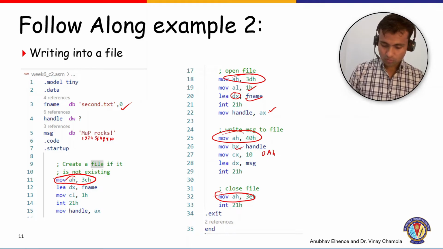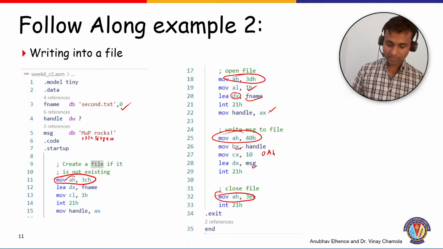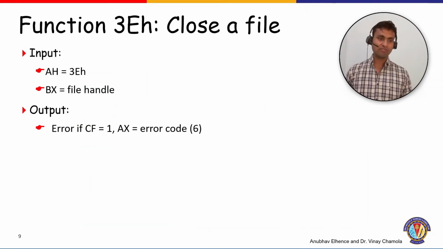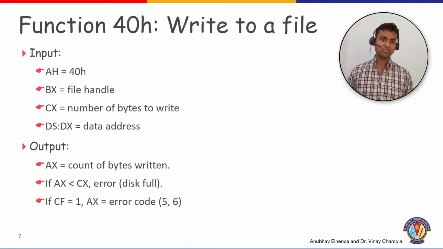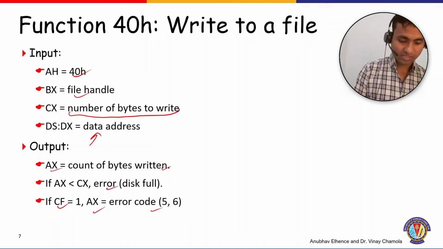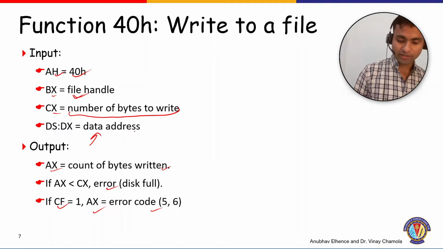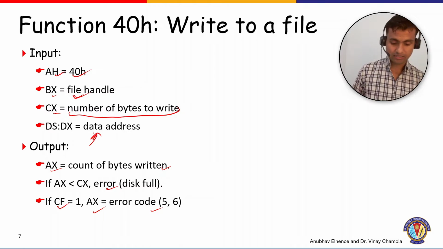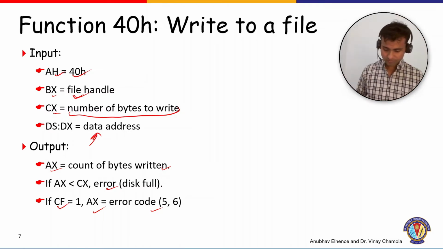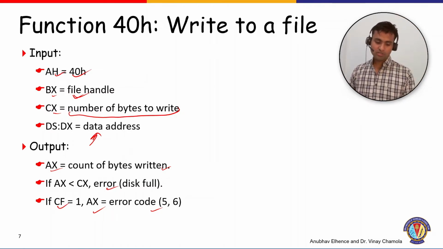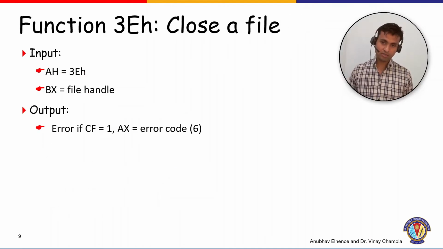So now the message, whatever thing you have to write. If you go back to the slides, if you're getting confused like why am I doing all these operations, just see what all the inputs are. I have to give the file handle into the bx register. In the cx I have to specify the number of bytes which I want to write, and the starting point from where I have to start writing will be given into this data address, which is ds colon dx. And in the output, I'll observe the output, and we can see it.